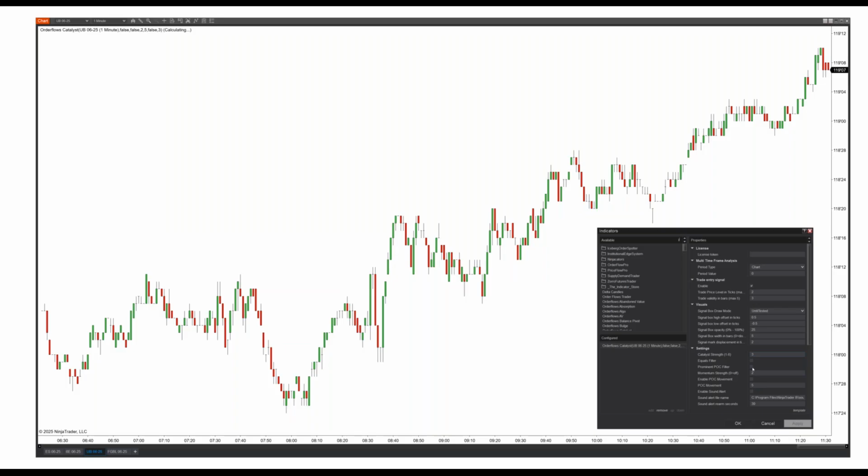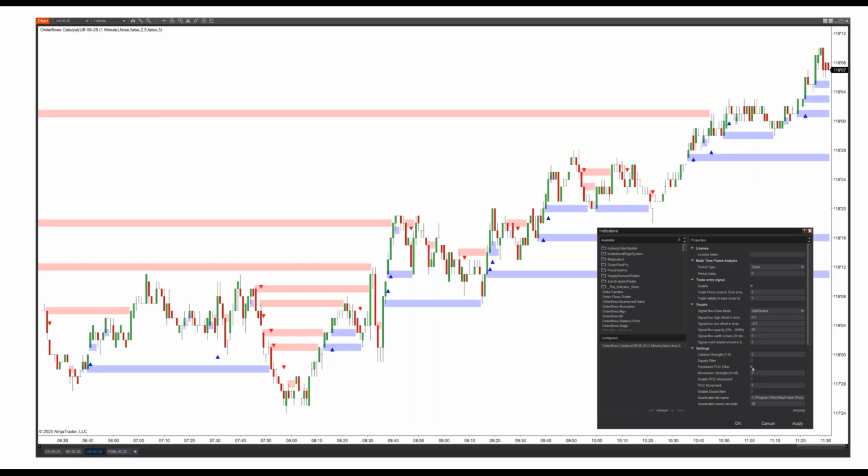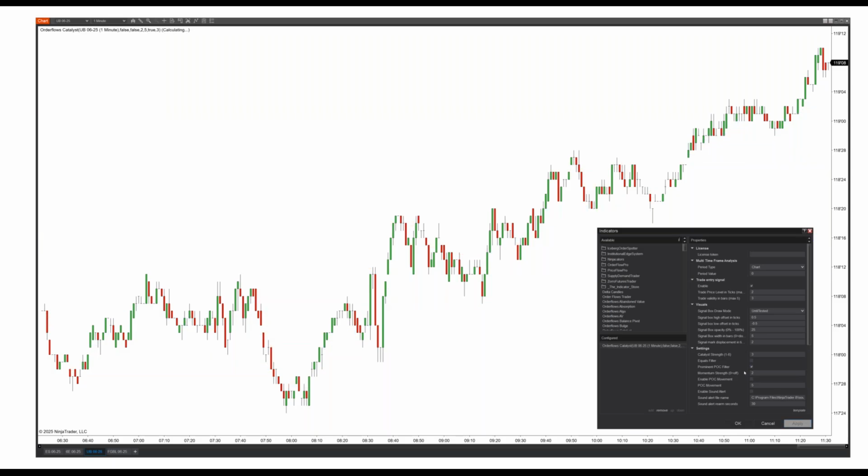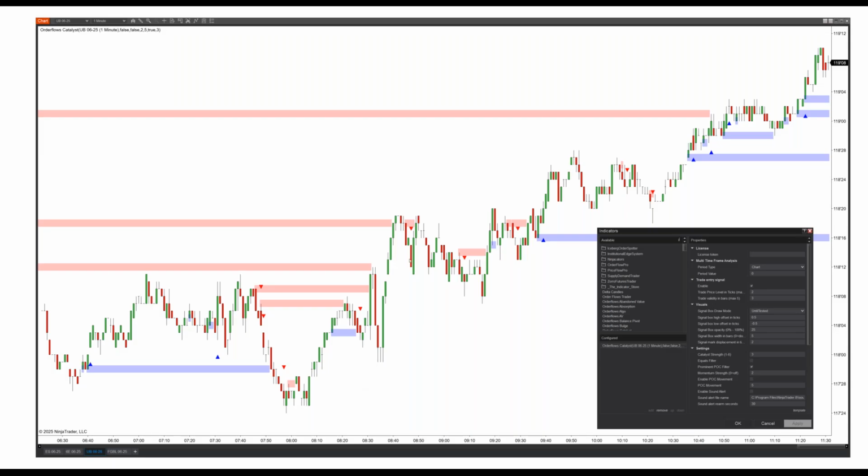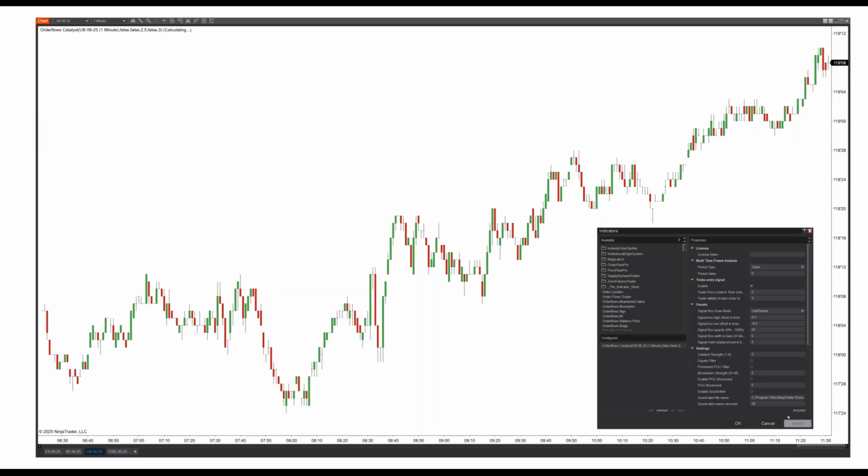I'll just show you with the prominent point of control filter on. With the prominent point of control filter on, there's going to be fewer signals coming in here, as opposed to with it off. Right, you saw more.